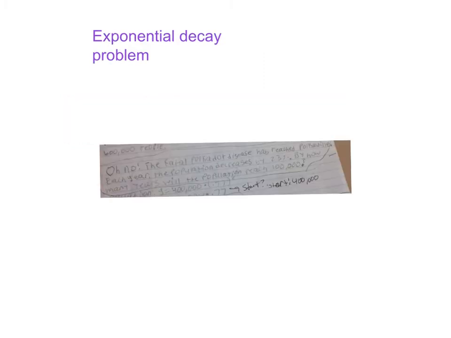This is the exponential decay problem. It says, oh no, the fatal polka dot disease has reached Pokeville. Each year the population decreases by 23%. By how many years will the population reach 100,000? This is the exponential decay table.